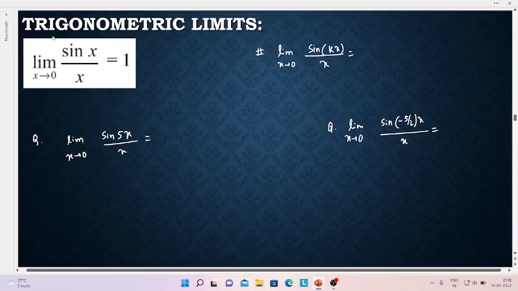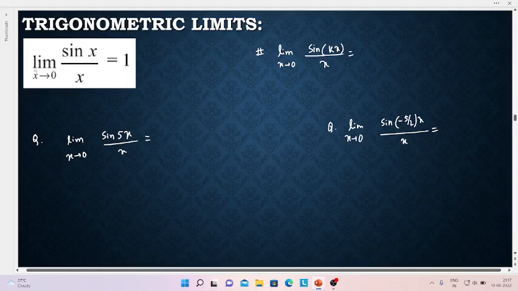This is a very interesting topic, which is called trigonometric limits, right? In this particular topic, we will solve some of the problems related to limits in trigonometric format, right? So trigonometric limits means there are some formulas related to trigonometric limits.